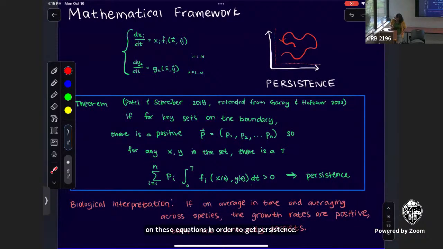So this is providing some very specific conditions. It's kind of technical, but what I wanted to point out in words, translating this technical condition, is that what you need for persistence in this system is that if on average in time and averaging across all the species, the growth rates are positive, then that whole community persists. So you can look on average in these two ways, averaging across species and averaging in time. Then all of the species will persist, meaning they'll stay away from getting close to zero.